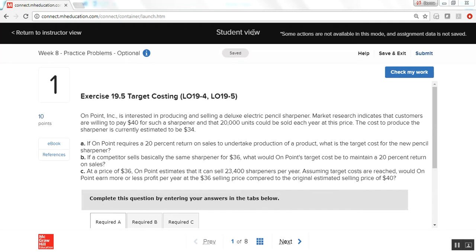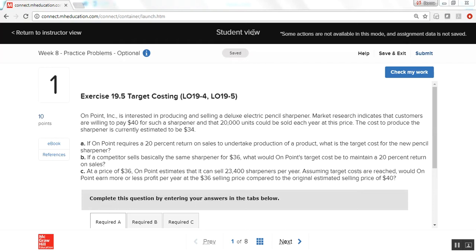Here we're going to talk about the cost volume profit relationship between products, price, and what you can sell them for. So one of the topics that we're going to cover is target costing. This ties into the break-even point and coming up with the best pricing for your product and how to control costs. So here we have a company that's interested in producing and selling a deluxe electric pencil sharpener.